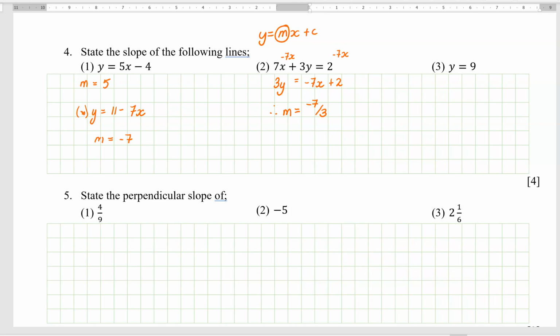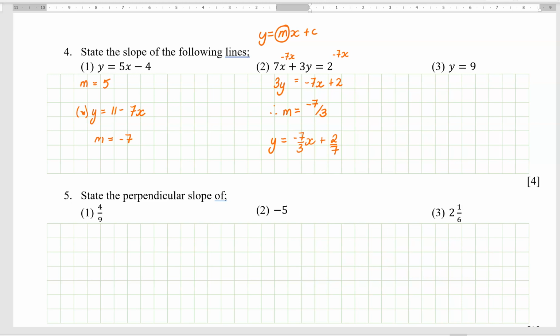However, if a question had said put it in y-intercept form, then I wouldn't get full marks for this. You would actually have to write -7 over 3x plus 2 over 7. So please make sure that you answer the question.